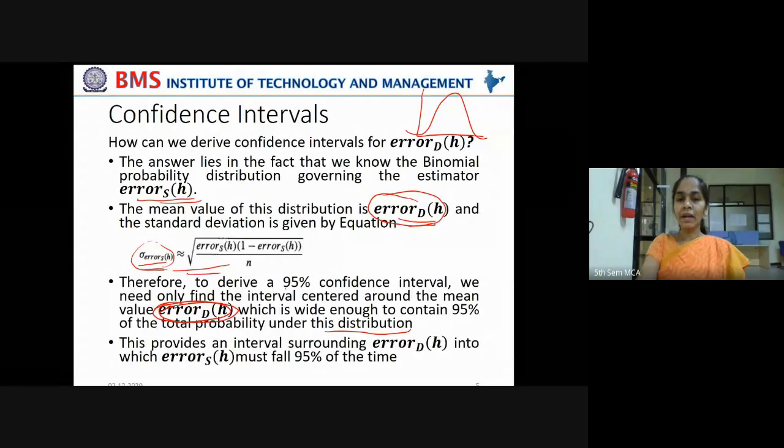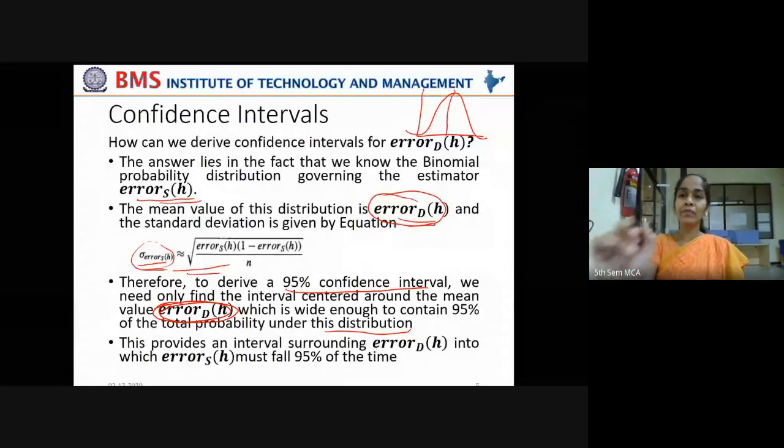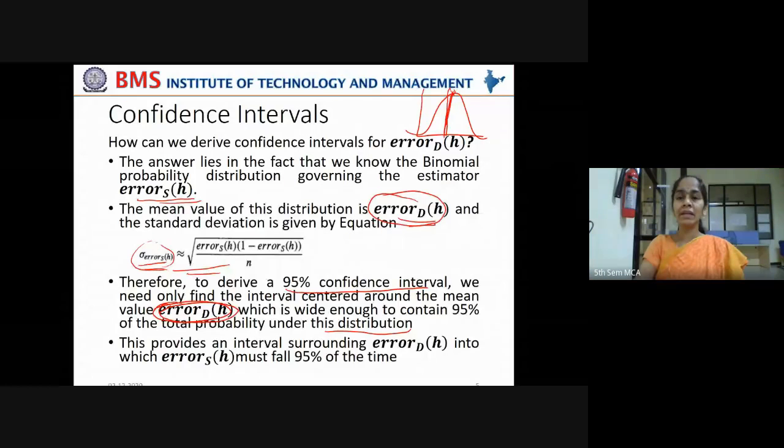Therefore, to derive a 95% confidence interval, we need only find the interval centered around the mean. So for a normal distribution, this axis is the mean, the mean value of true error, which is wide enough to contain 95% of the total probability under this distribution. So this 95% confidence interval is wide enough to make most of the true errors fall in this particular range.